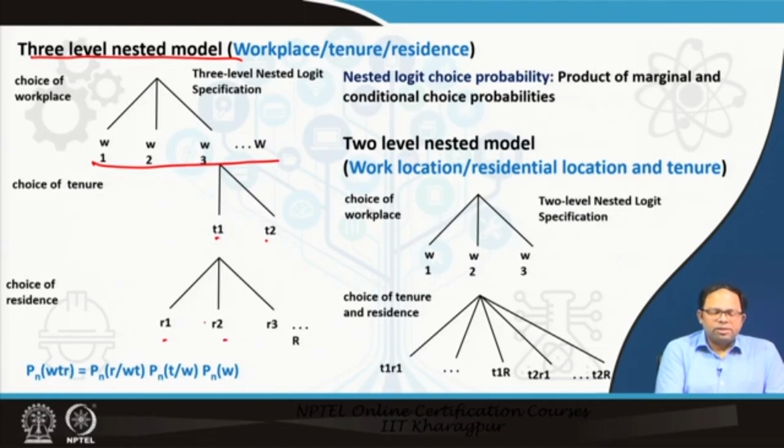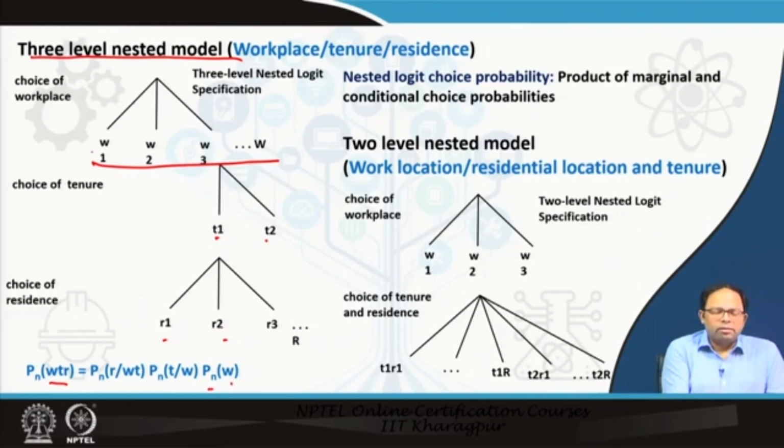So, these are 3 steps, or 3 nests, where this is PNWTR, that is the probability of person N choosing WTR, this work, tenure and residential choice, joint choice. It is based on the probability of R, residential location given tenure and work location, times the probability of tenure given work location, times the probability of work location. So, this is how we are going to establish a 3-level nested model.